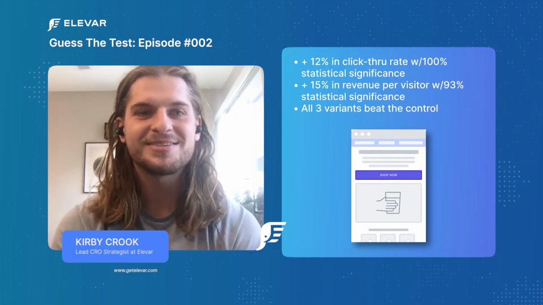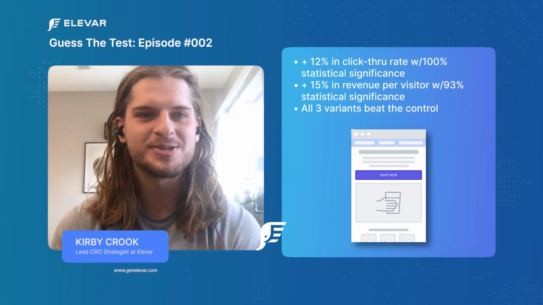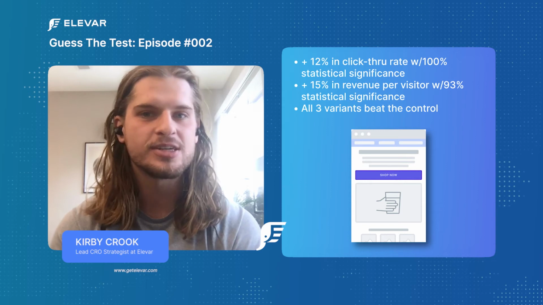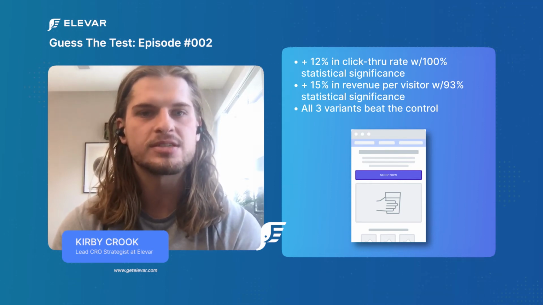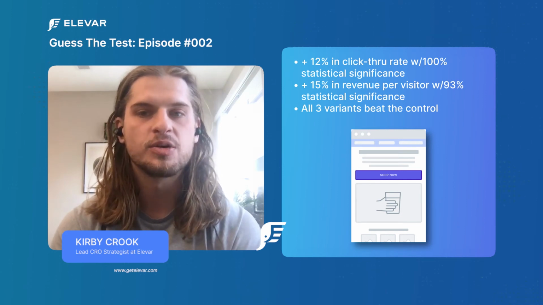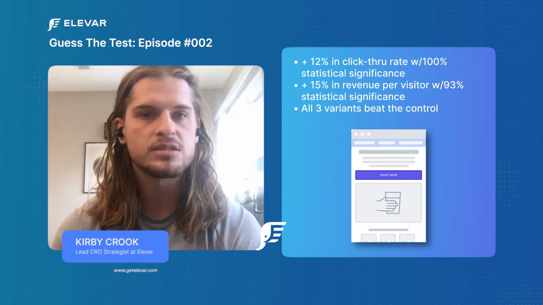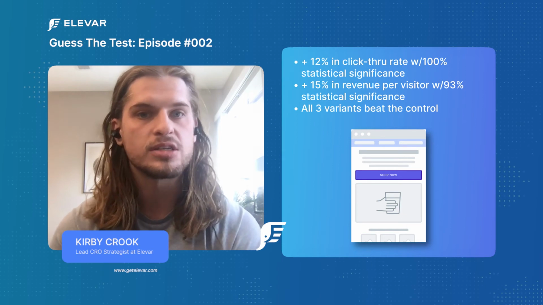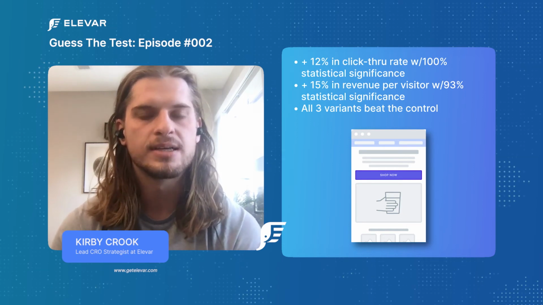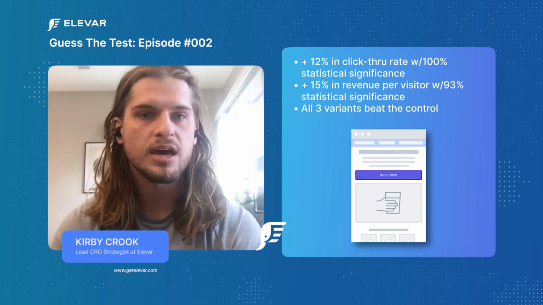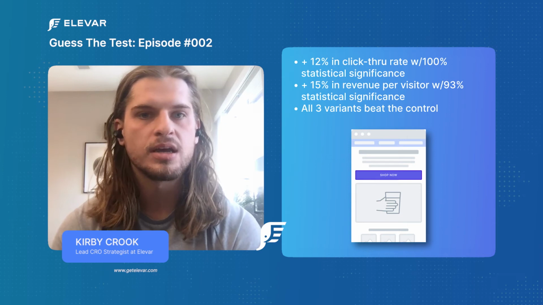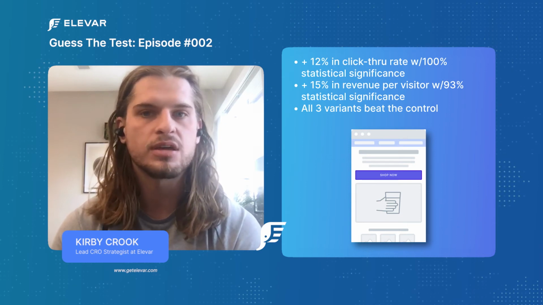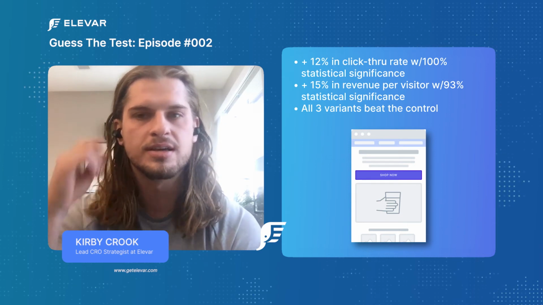Well, you had the variant right. The results were a little bit different. We actually saw a really significant increase, over a 12% increase in click-through rate with 100% stat sig. Actually, all 3 variants showed an increase in click-through rate over the control. So isolating that call to action, giving users one primary action to take, had a really significant impact on that top of funnel metric.